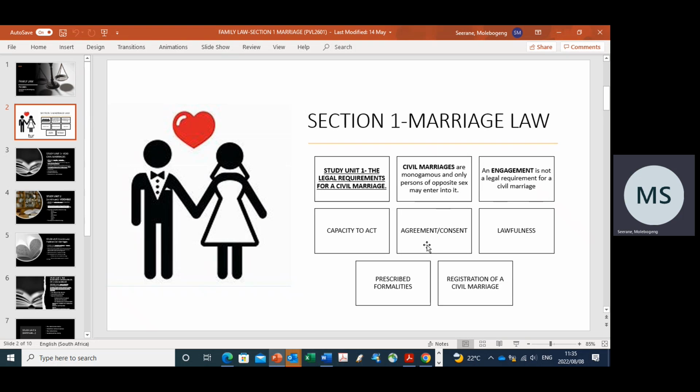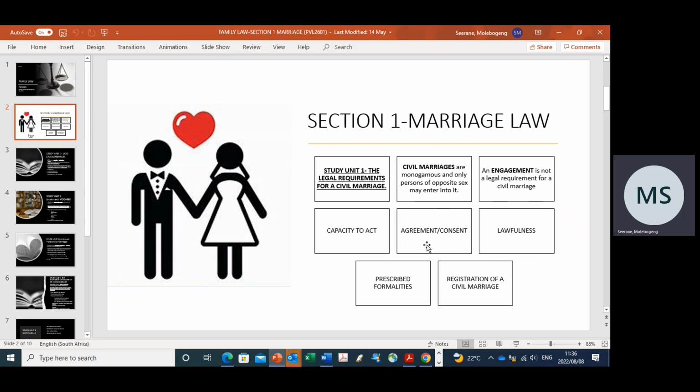So the effect of a misrepresentation on the validity of a marriage is that the marriage is voidable, and only a serious misrepresentation can lead to a civil marriage being set aside. The seriousness of the misrepresentation is usually declared by the court.